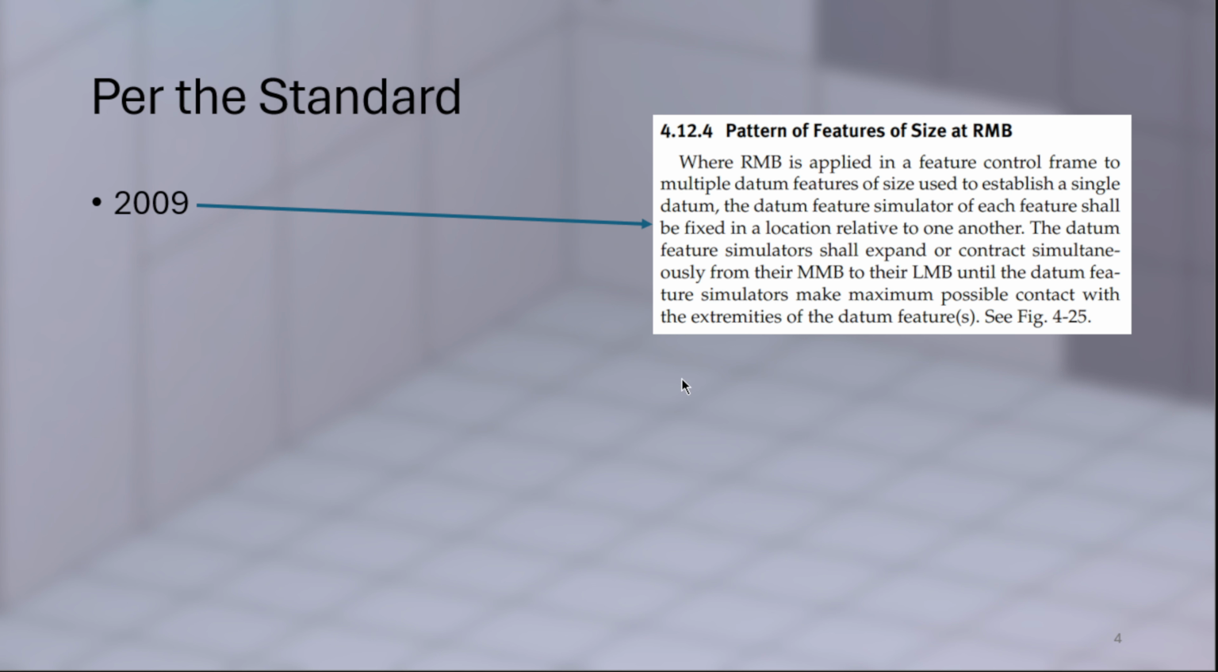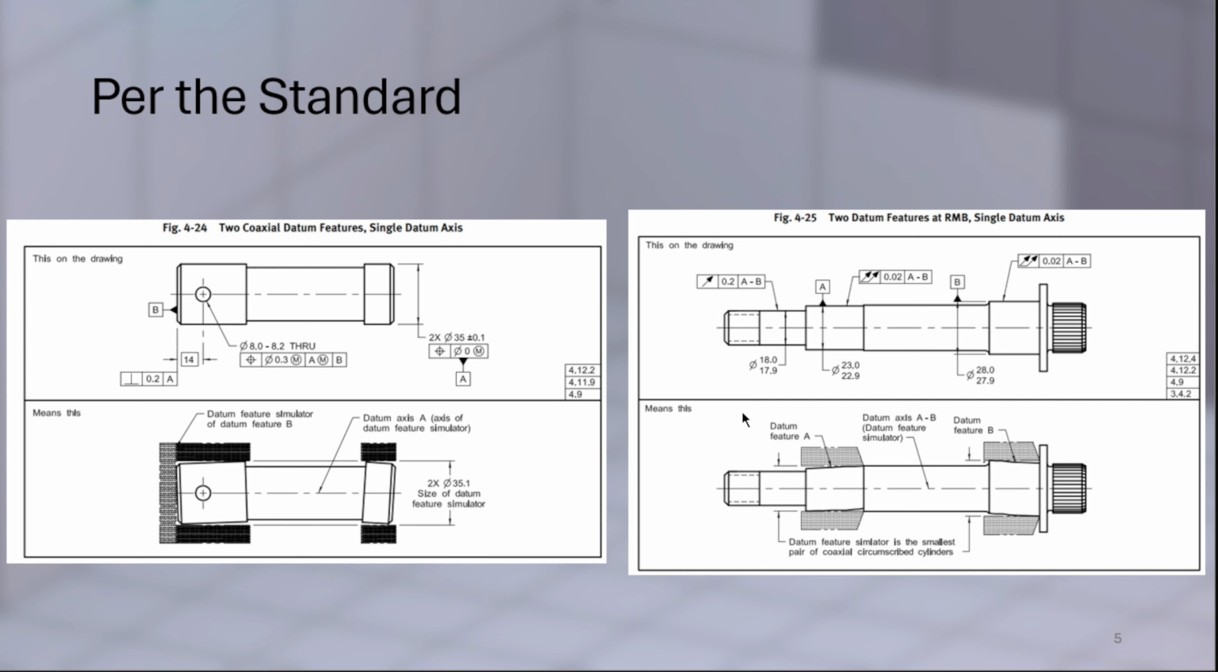So in the 2009 standard, a pattern of features at RMB basically says that a datum feature simulator is created for each feature in the pattern, and these simulators are located at fixed locations relative to one another. Then the simulators are simultaneously either contracted or expanded, depending on whether it's an internal or external feature, from their MMB, or maximum material boundary, towards their LMB until they make maximum contact.